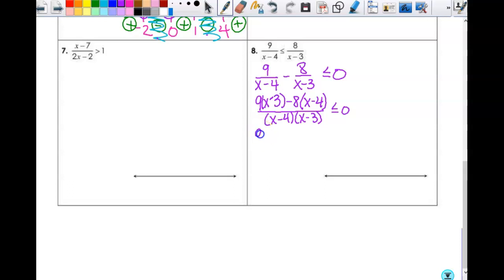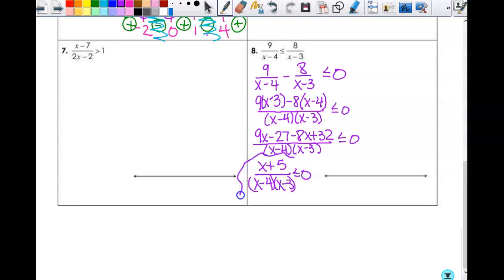So then in the numerator, I do need to distribute it because it's not all multiplication up there. So this is going to give me 9x minus 27 minus 8x plus 32 all over x minus 4 times x minus 3 less than or equal to 0. Then can I clean up the numerator some? Yes, I can. So this is going to give me x plus 5 over x minus 4 times x minus 3. And all that is less than or equal to 0. So this is what I'm using to make my sign chart with.